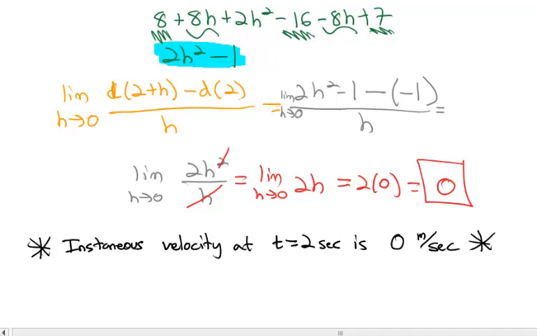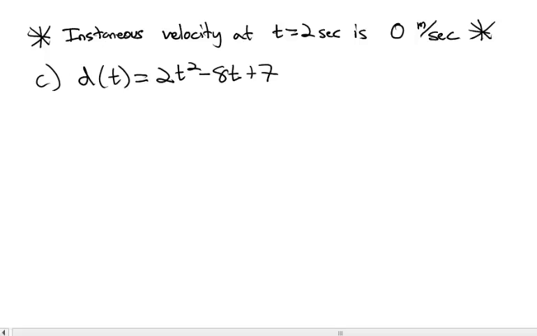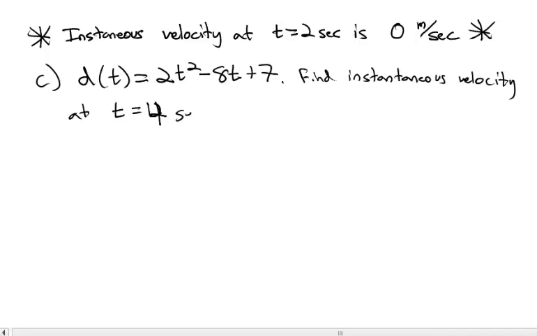What's happening at that moment? So one more example. I'm going to write the function down again just so that I can see it, and it was a d of t. I keep wanting to make it f. The distance with respect to time is equal to 2t squared minus 8t plus 7. And we're going to find the instantaneous velocity at time equals, well, we just did 2. Let's do time equals 4 seconds this time.